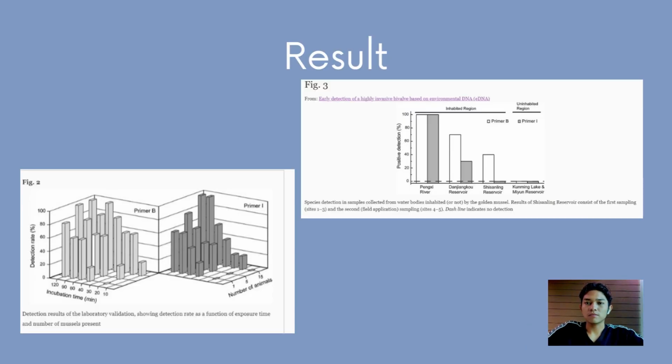For the result, based on Figure 2, primer B is the best primer to detect the invasive bivalve. It is because primer B has high sensitivity and accuracy even with the low abundance of the sample, compared to primer 1. For Figure 3, Pengji River has higher positive detection for both primers compared to other places. This happened because Pengji River has a huge population of invasive bivalve, or cotton mussels, compared to the other regions, which caused the high positive detection.